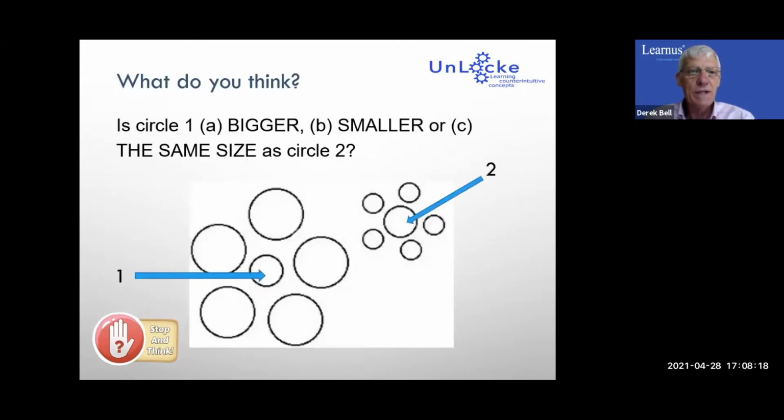So, first question coming up. Is circle 1 bigger, smaller, or the same size as circle 2? So if the quiz question can come up, you can put your answers in now. If you put in what you think the answer is, and then submit it now, we can come up with what everybody's saying. We get the answers up. Oh, there we go. So almost equals, smaller or the same size.